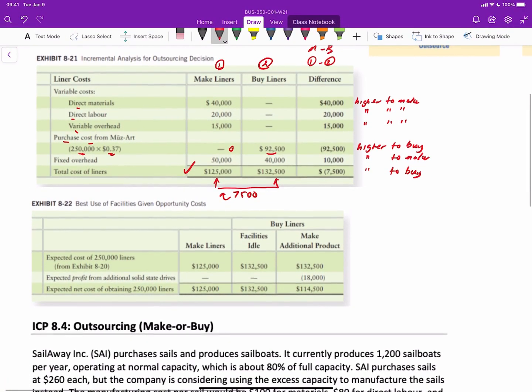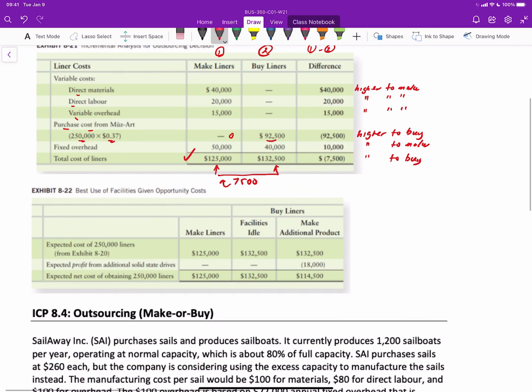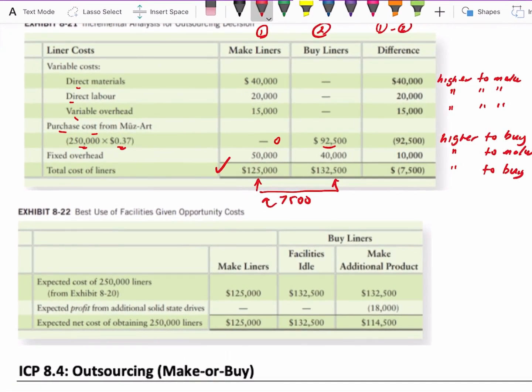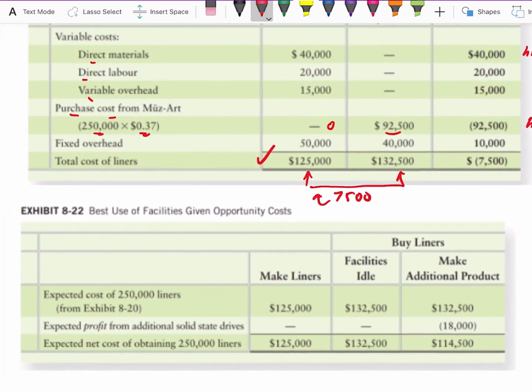However, in the second part, what they get into here is saying, well, okay, what if we could free up the capacity and make something else? So now we have a slightly different number of options. We still have the option to make the liners, but in terms of buying the liners, we have two sub-options: 2A, where we could leave the facilities idle, and 2B, where we could make an additional product instead.